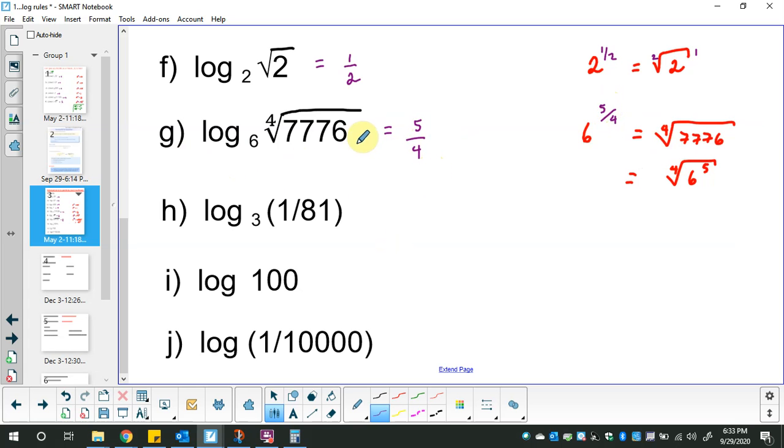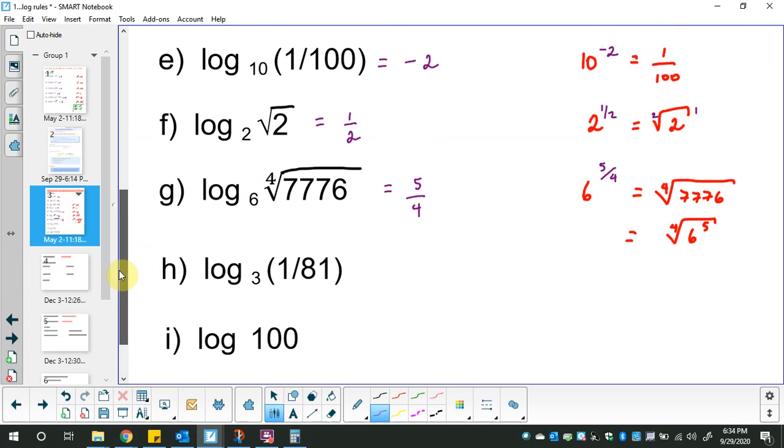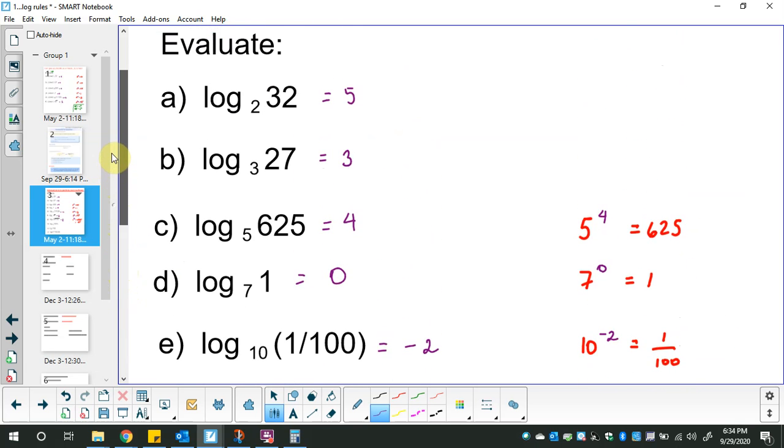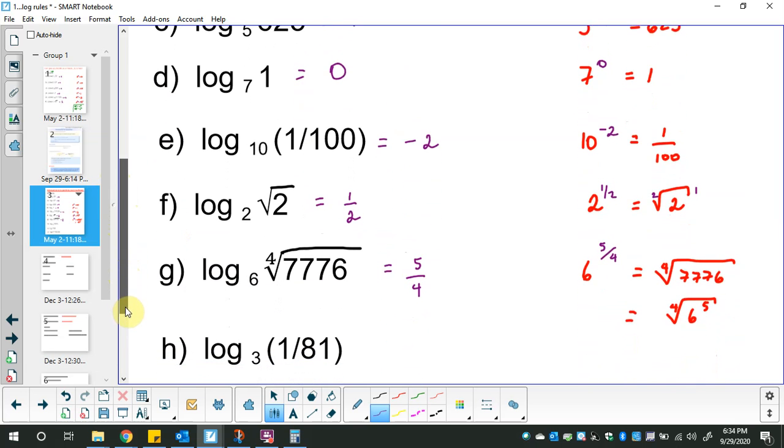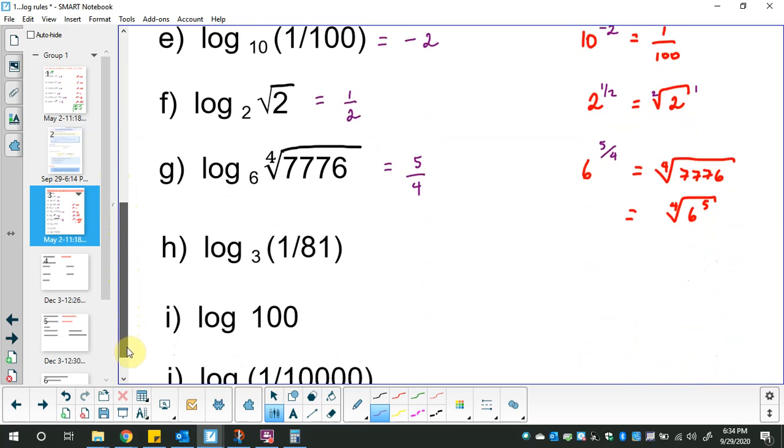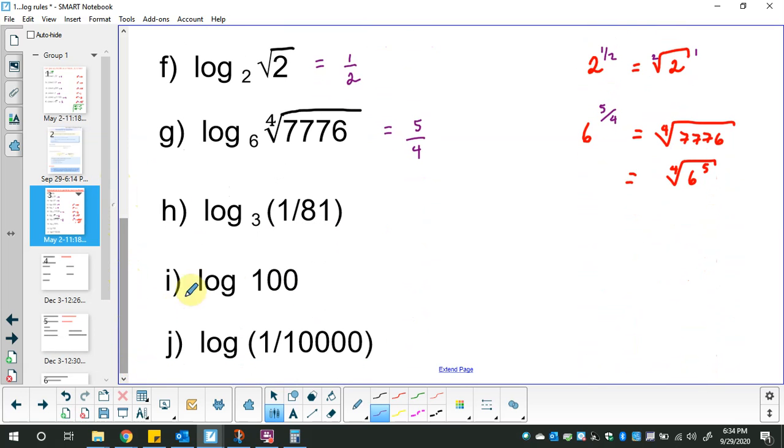None of these questions, A, B, C, D, E, F, G, none of these questions, oh, I lied, E, work with your calculator log button. Neither does H, although I and J do, and I'll explain that in a second as well.